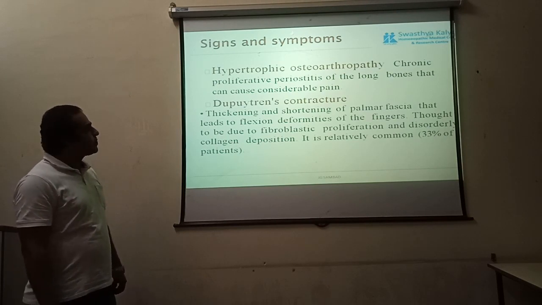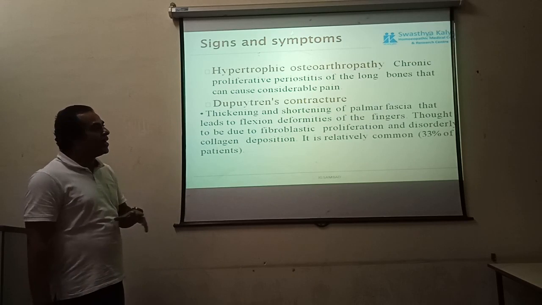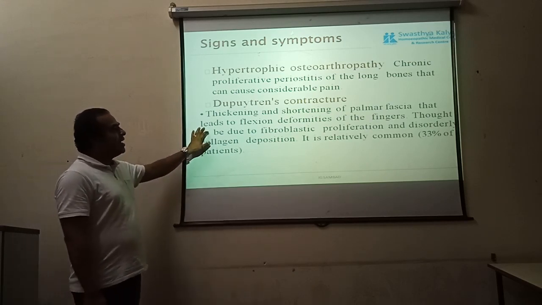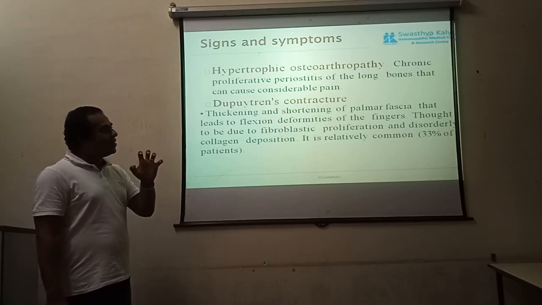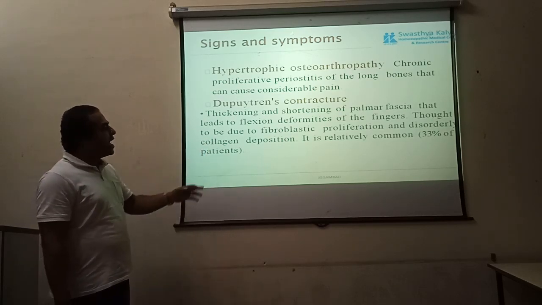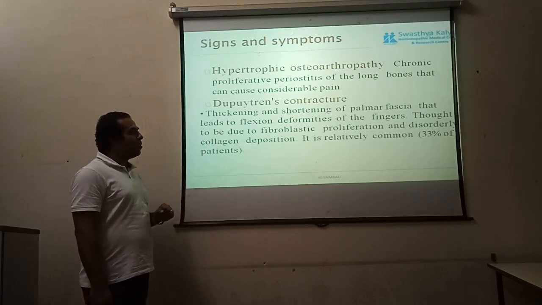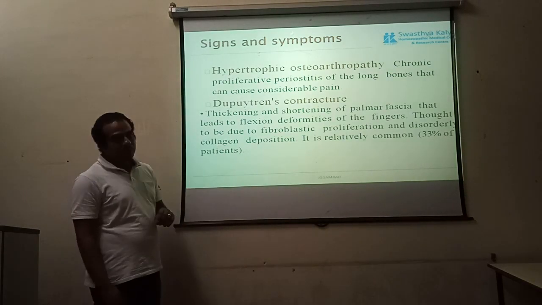Dupuytren's contracture is another finding. Thickening and shortening of the palmar fascia that leads to flexion deformities of the fingers. Thought to be due to fibroblastic proliferation and disordered collagen deposition. It is relatively common, seen in 33% of patients.